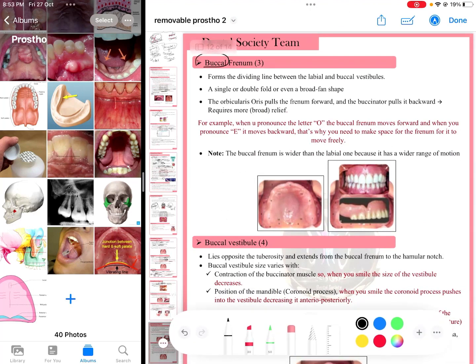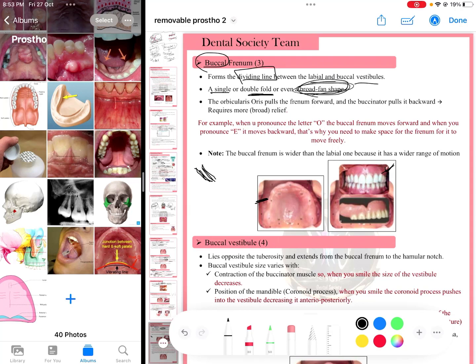Now we have the buccal frenum. The buccal frenum is here in the picture, okay, or here, as you see. It's the dividing line between the labial and buccal vestibule. As I said, we have labial and buccal vestibule, and the dividing line is the buccal frenum. It can be single or it can be double, and it can even be broad. So we can have just one buccal frenum or two next to each other, a double buccal frenum. And they are bigger, a broad fan shape, okay?